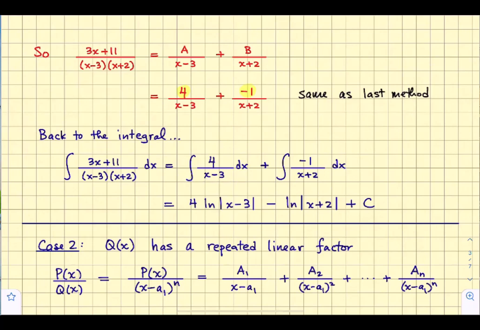U is x minus 3. You get this as an antiderivative. Here you can do this in your head or do it with a little u substitution. U equals x plus 2. And we get minus ln of absolute x plus 2 plus an arbitrary constant.